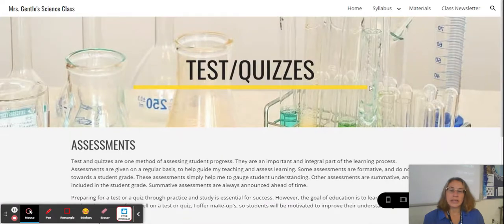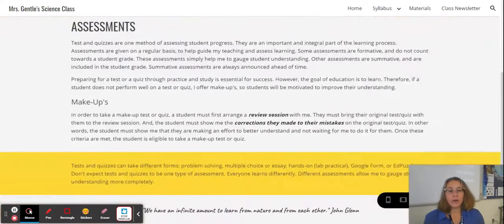Tests and quizzes. Tests are important. Students have to know that there's a time when they have to perform, and that's what tests do. But there's other ways of assessing student learning, like projects, like lab reports, and I use those just as much.